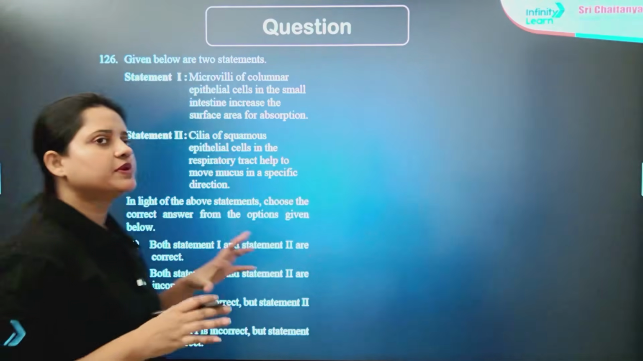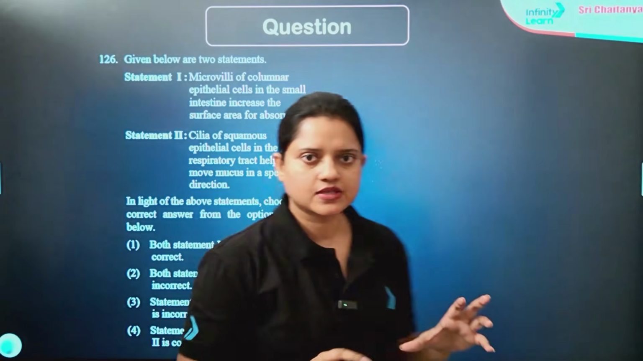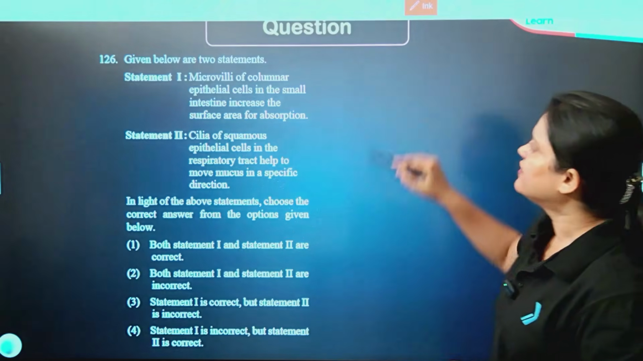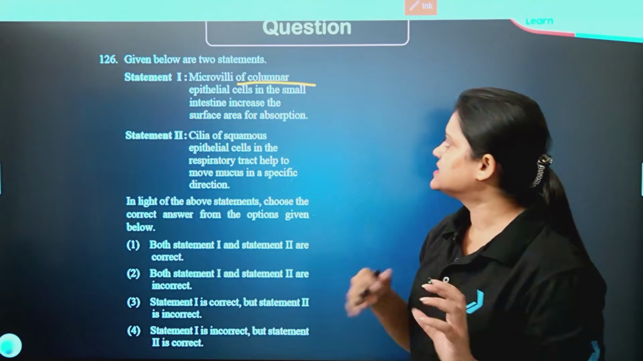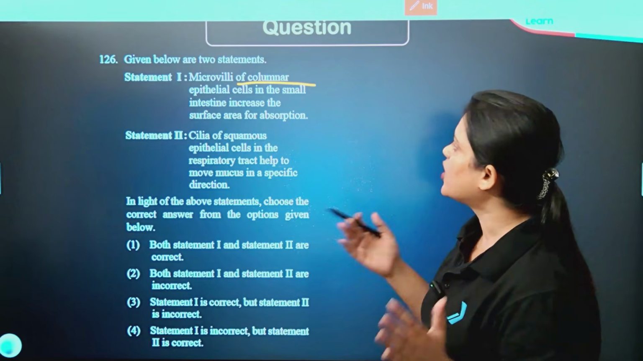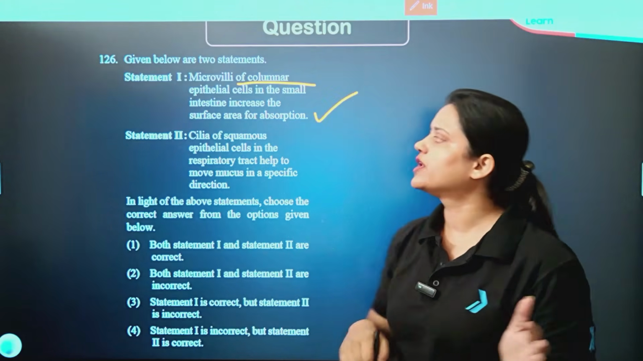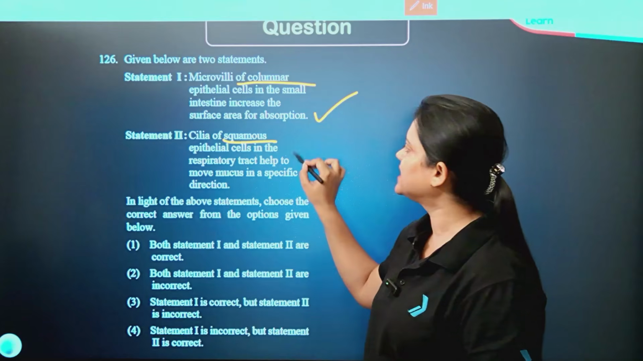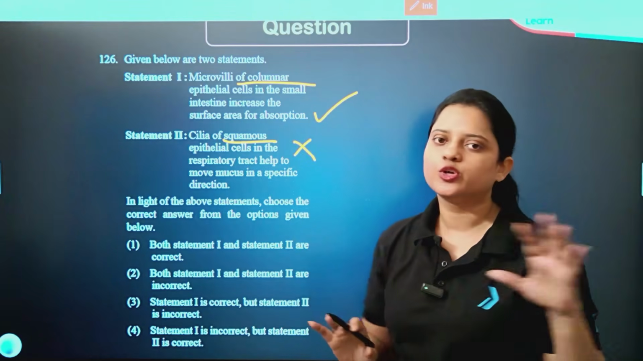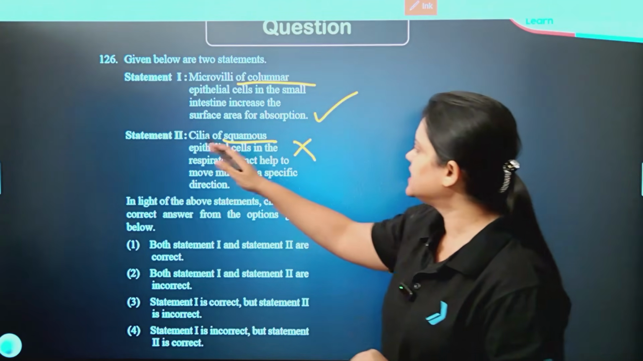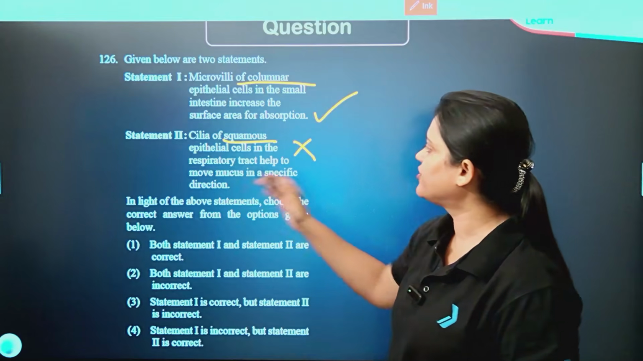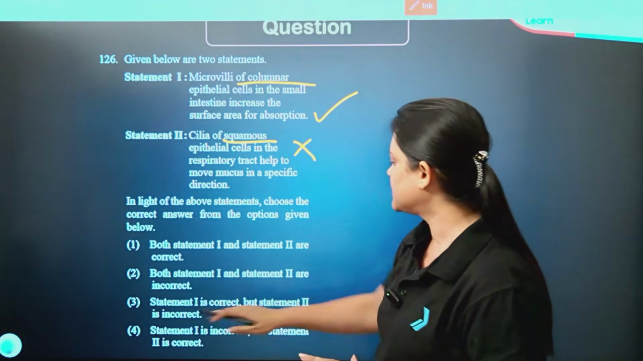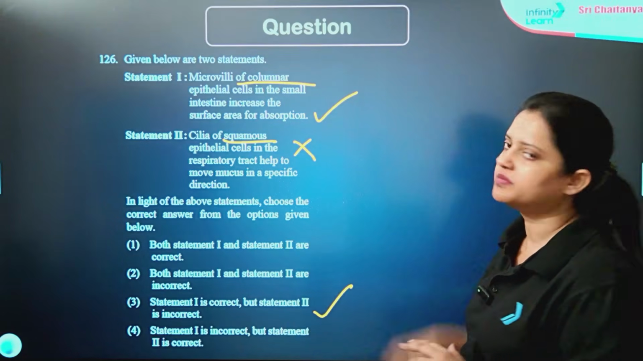We have some statement based questions here, with 2 statements. Let's read them. Microvilli of columnar epithelial cells in the small intestine increase the surface area for absorption. That is true. Now cilia of squamous epithelium. Squamous epithelium will not have cilia, right? Only cuboidal and columnar can have them. So the statement that cilia of squamous epithelium in the respiratory tract help in the movement of mucus in a specific direction is wrong. The first statement is correct, the second is incorrect. The answer here should be 3.